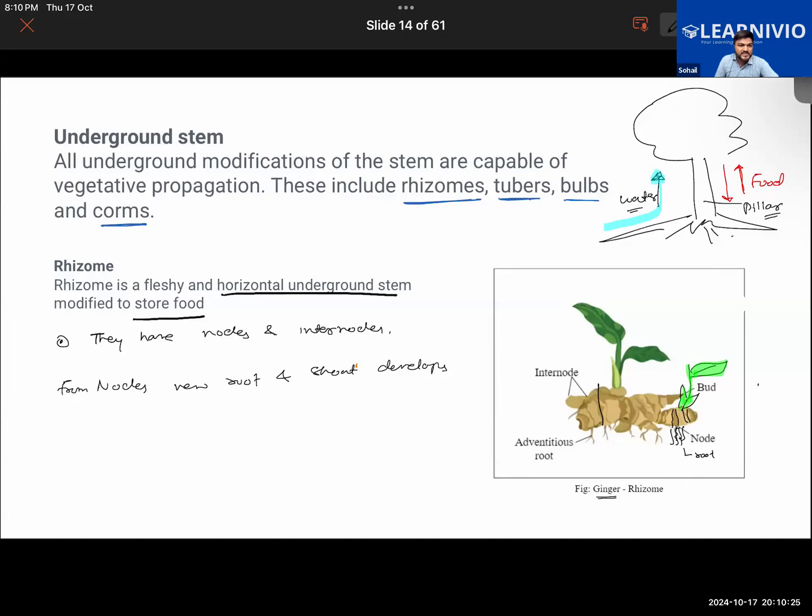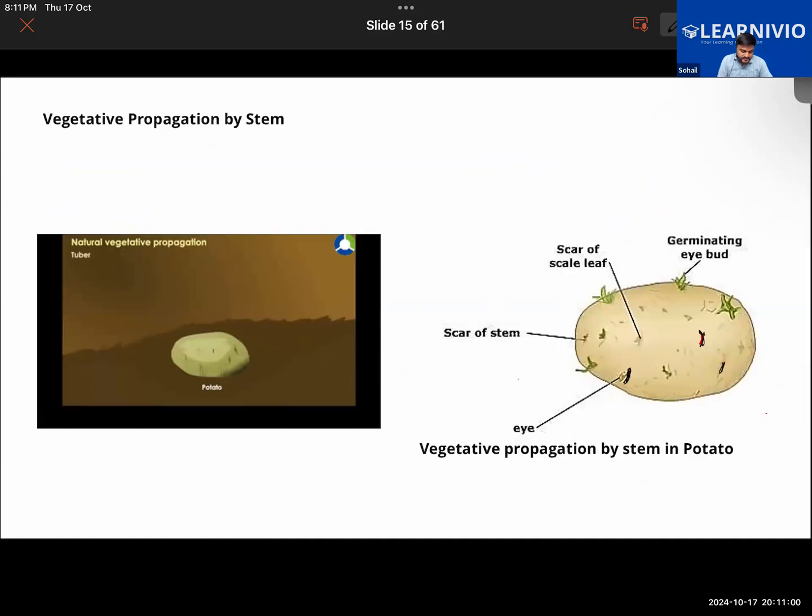Okay, now. So that is the case about the nodes and internodes. They are present as the brown lines on the ginger, and from these new roots and shoots can develop. So this is the root that is developed from it, and this is the shoot that has developed from it, and hence a new plant grows out from the ginger in this manner. And is it sexual reproduction or asexual reproduction? What kind of reproduction is it? Sir, asexual. Obviously asexual, since it is vegetative propagation.